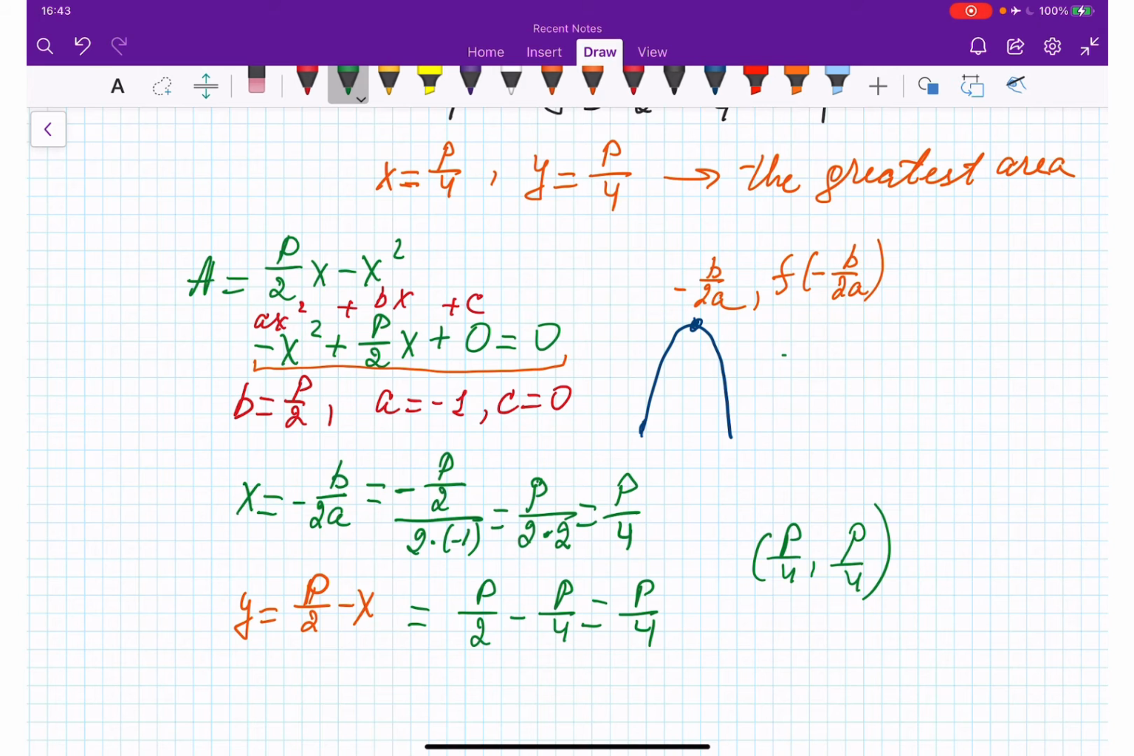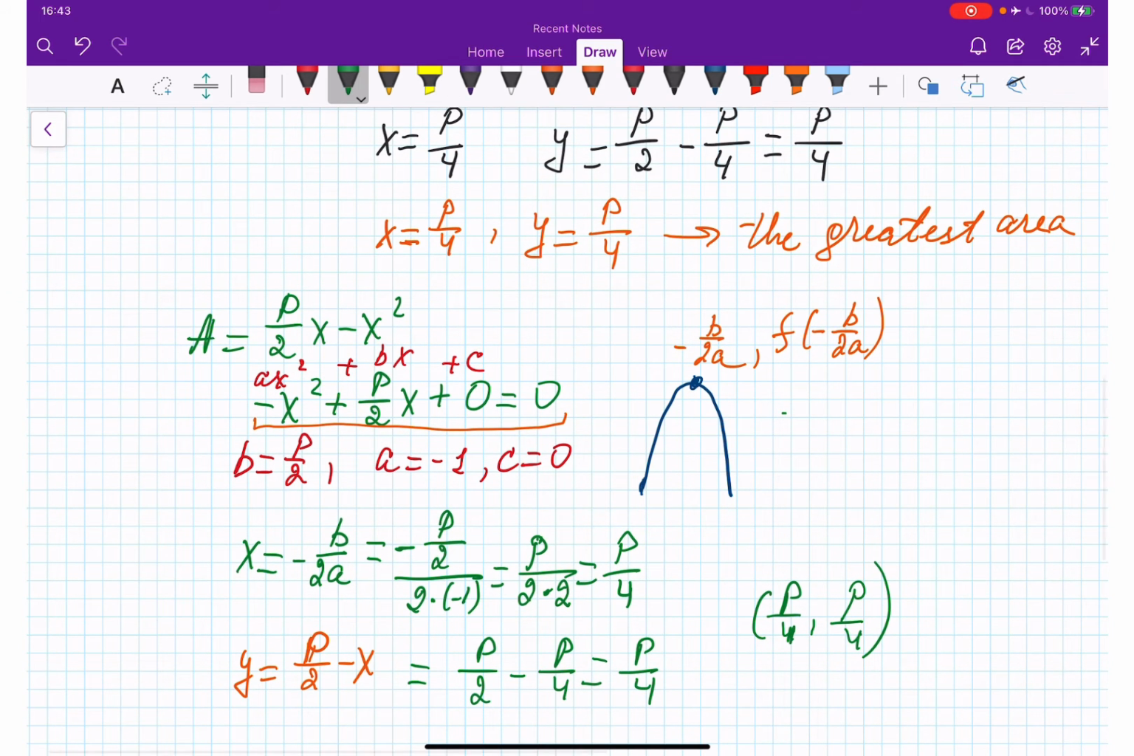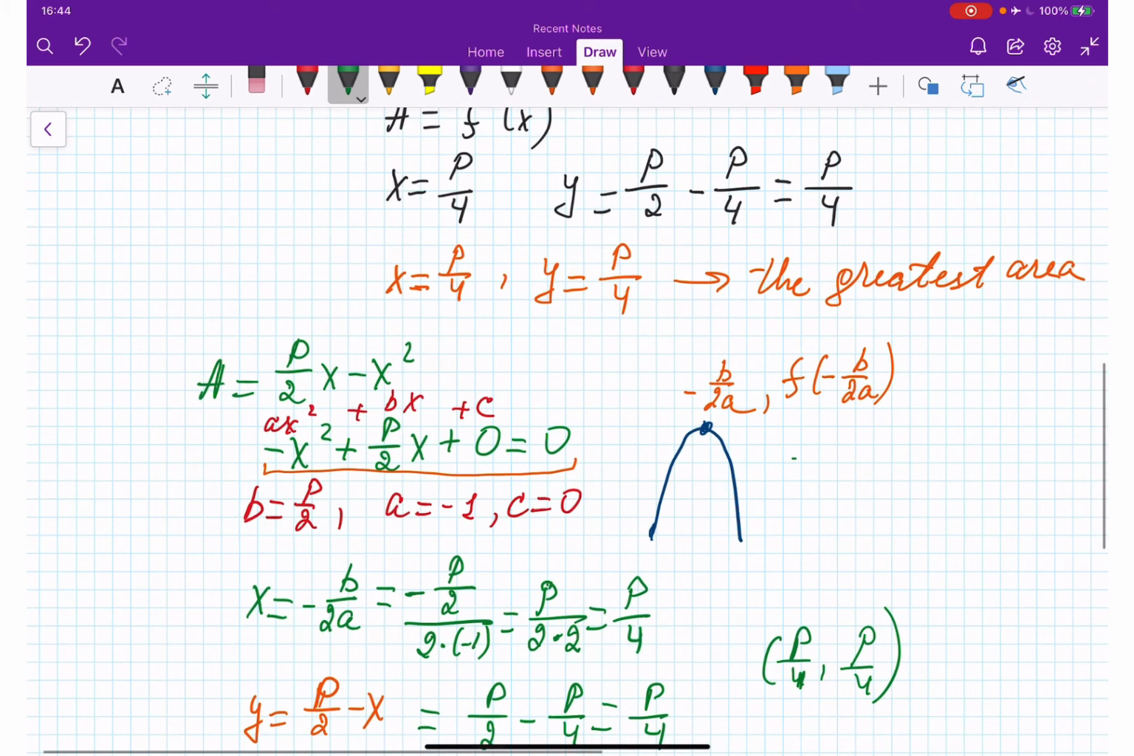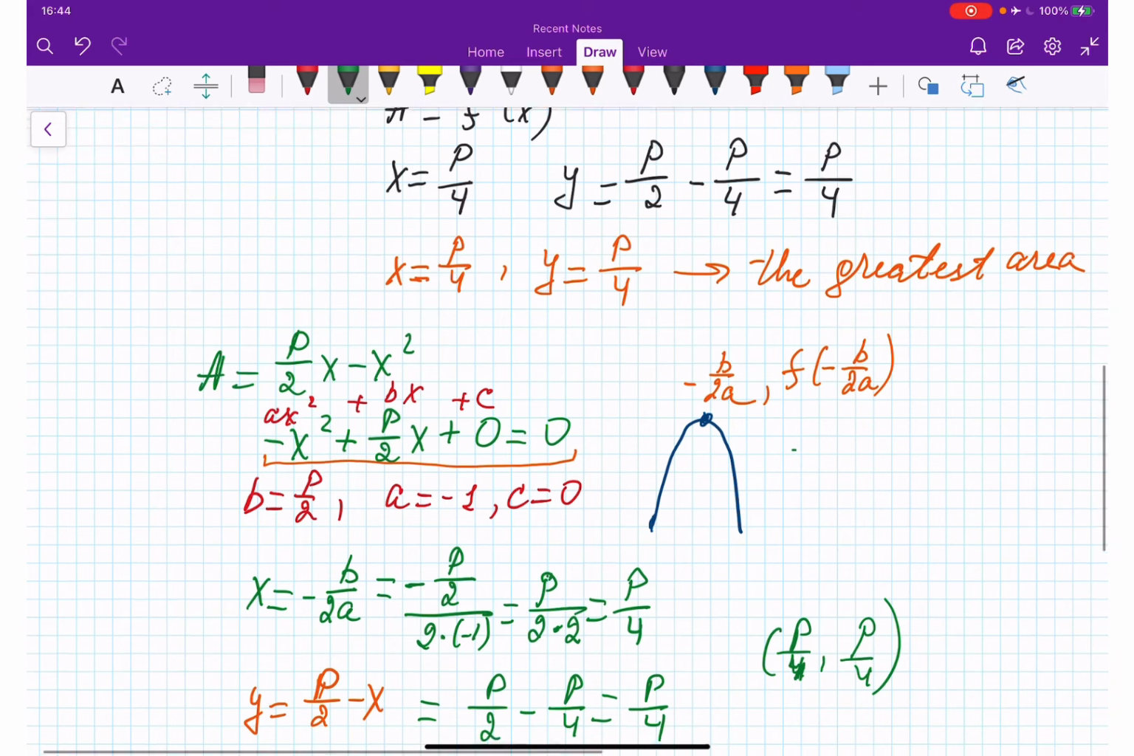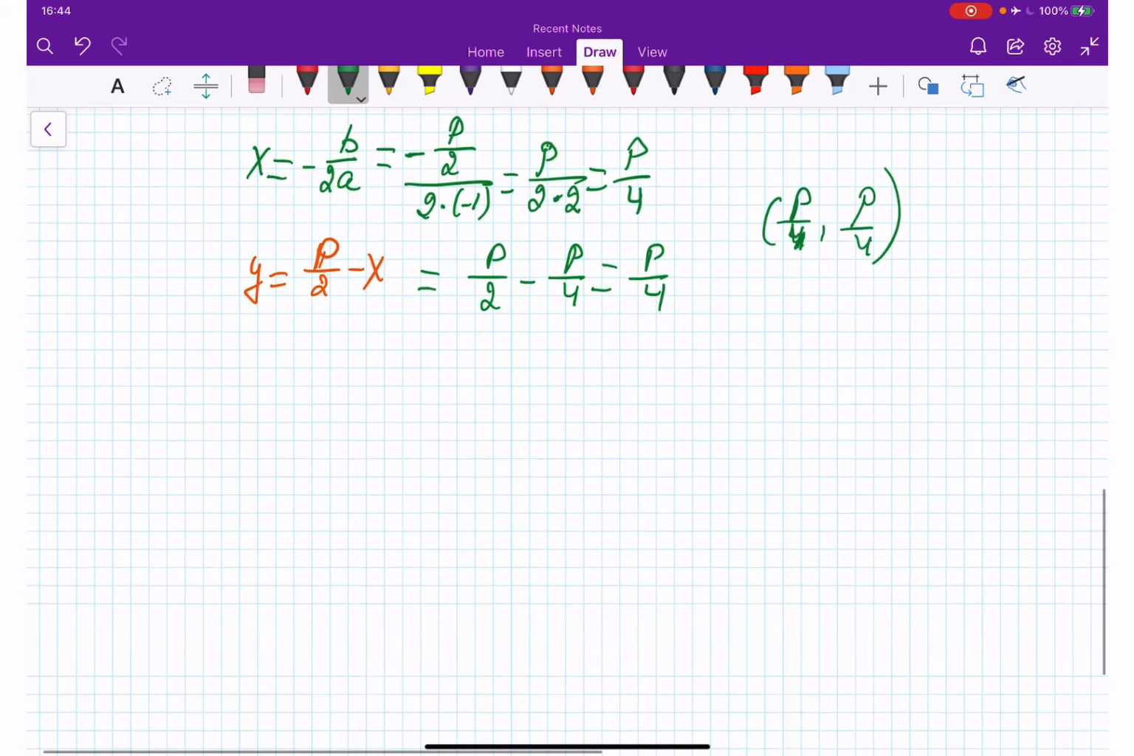Exactly the same information we got in calculus. So this is a proof, because x and y are the same. That means we are dealing with a square. And because the square represents the maximum in calculus, with the method of optimization of a quadratic function, we can insist that the square is the maximum for the rectangle with given perimeter. Okie dokie.